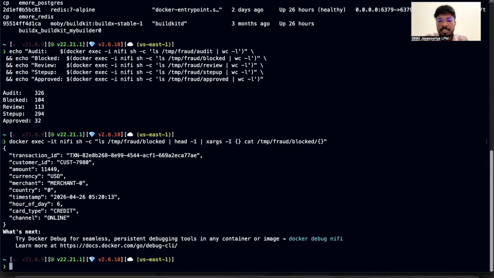Look at the blocked transactions. The country code is 0, which is on the AML blacklist. The router correctly identified it as critical, and the response branch wrote it to the block directory. The data confirms the rule fired.